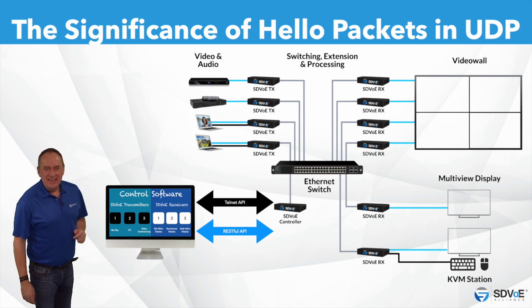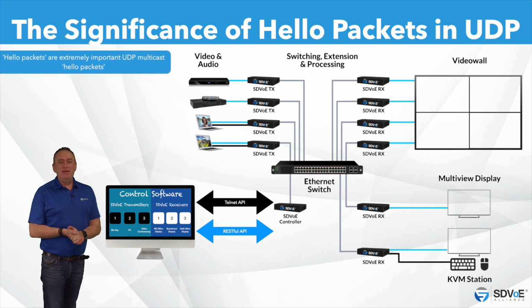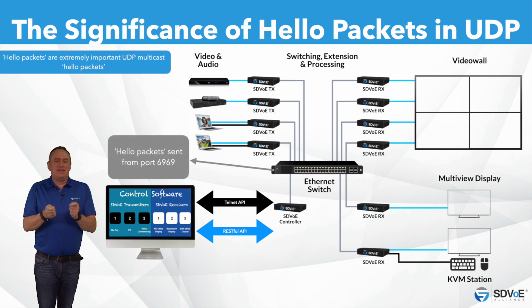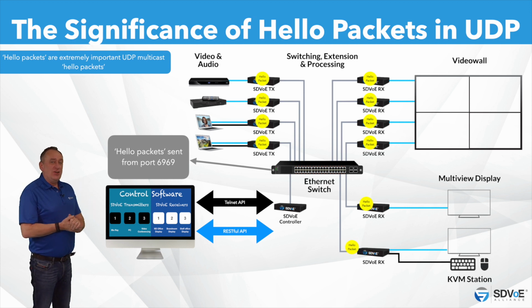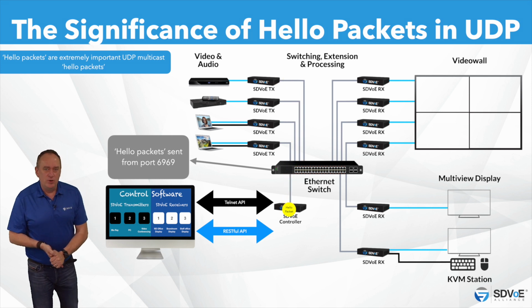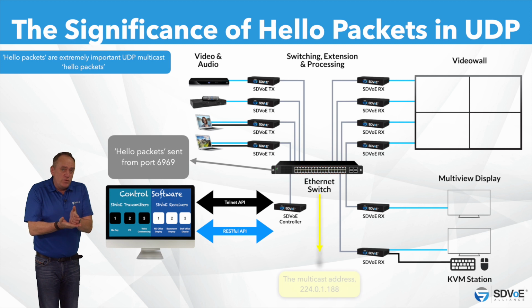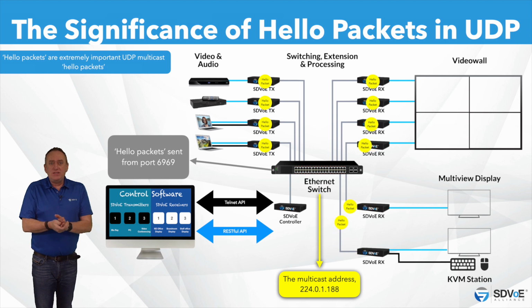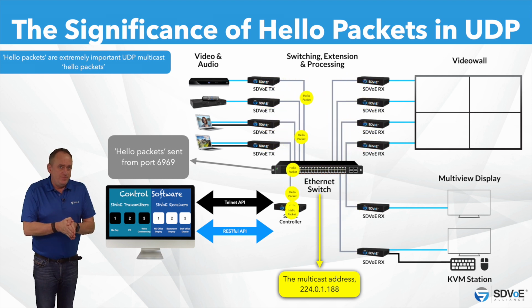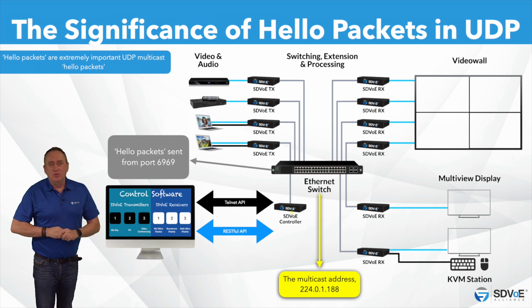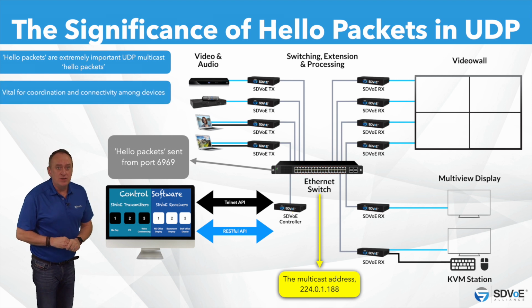Hello, packets. These are extremely important UDP multicast discovery packets. They're sent from port 6969. These packets are like digital flares, signaling an endpoint's presence to the entire network. The multicast address 224.0.1.188 is a gathering point where devices tune in to discover each other. And this specific port and address combination is like a designated meeting room in our city of data, vital for coordination and connectivity among devices.